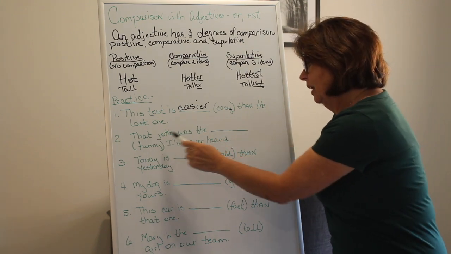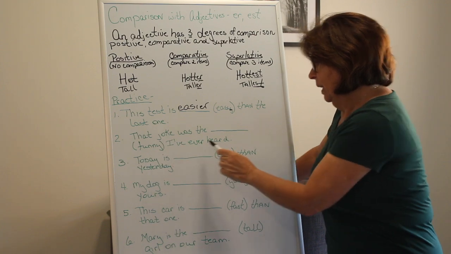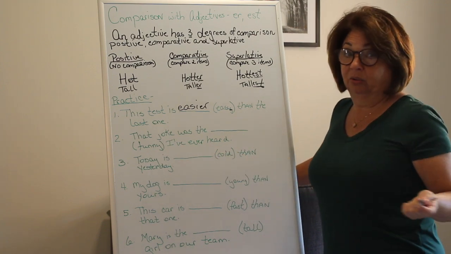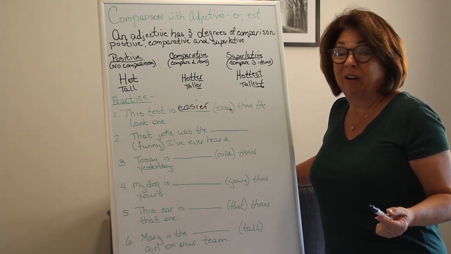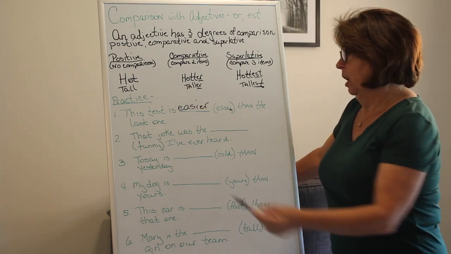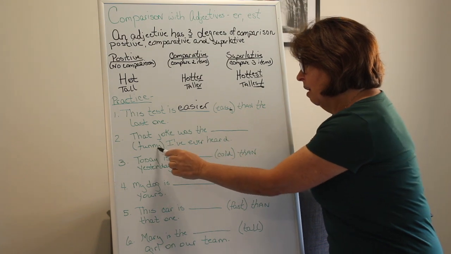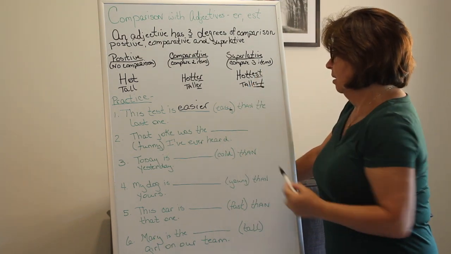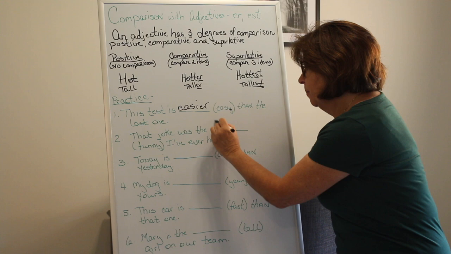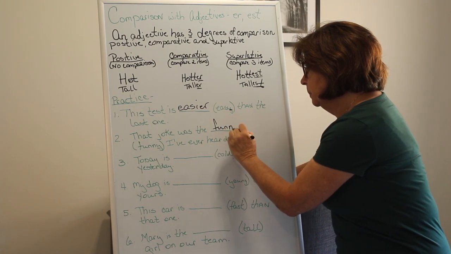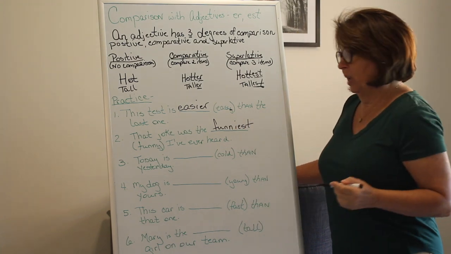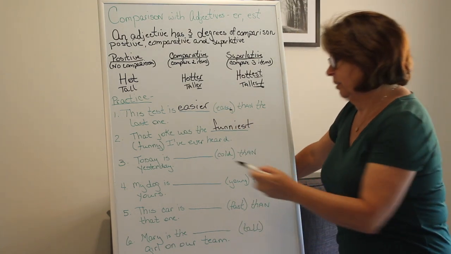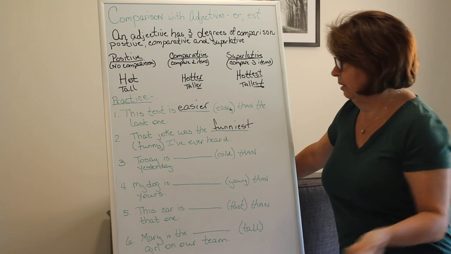All right, that joke was the funny I've ever heard. Okay, so obviously we've all heard more than one joke in our life. So most likely we're comparing 3 or more. So that joke was the funniest because we have 3 or more. And once again, we're changing Y to I before we add EST. Now let's look at the next one. You're going to do this one by yourself.